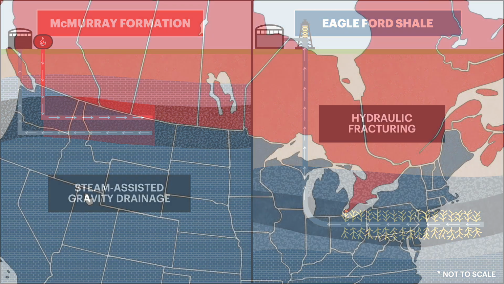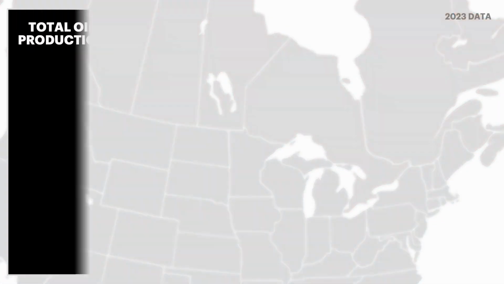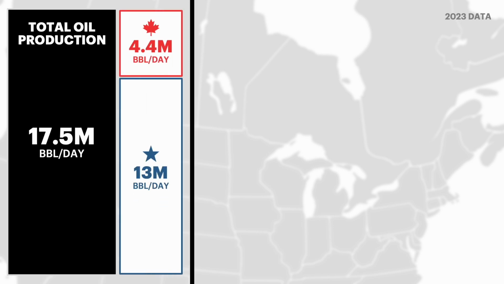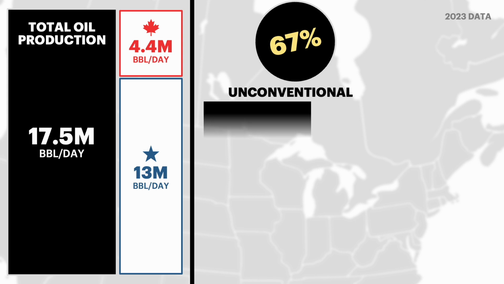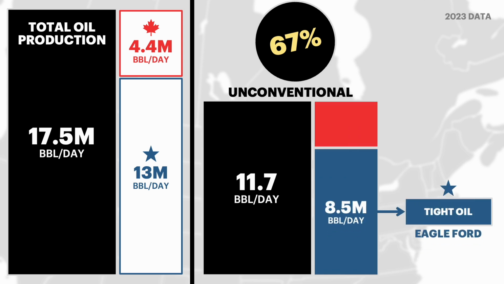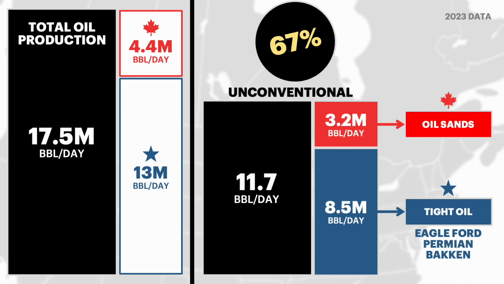Combined, Canada and the US produced about 17.5 million barrels per day of crude oil in 2023, and 2/3 of that oil came from unconventional deposits, like tight oil from shale and carbonate reservoirs in places like Texas and North Dakota, and bitumen from the oil sands near Cold Lake and in the Athabasca area. So unconventional oil extraction is an essential part of North America's energy security.